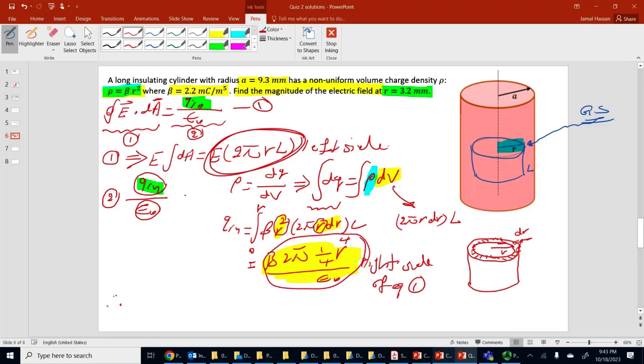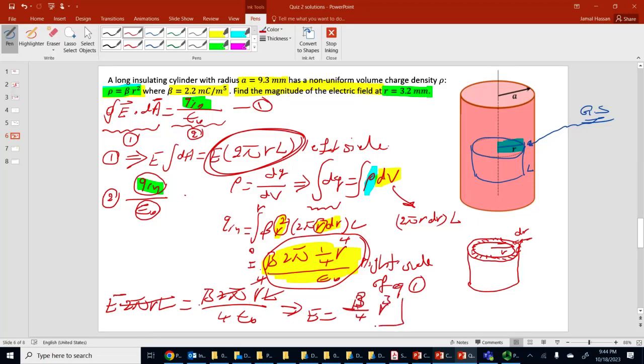So E multiplied by 2 pi RL equal to beta 2 pi R to the 4 and then 4 epsilon naught. I think 2 pi RL will simply cancel out. Where is L? I forgot L here, right? So here there is L, and this is 3. So the answer basically, E will be equal to beta divided by 4, and then R to the power of 3.